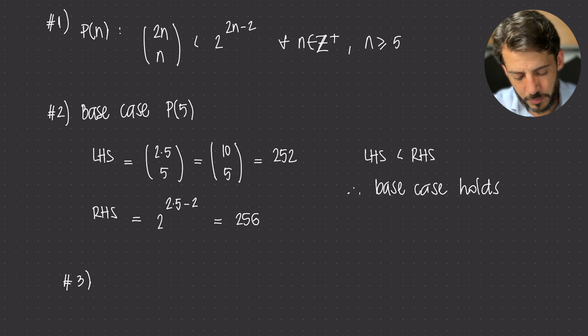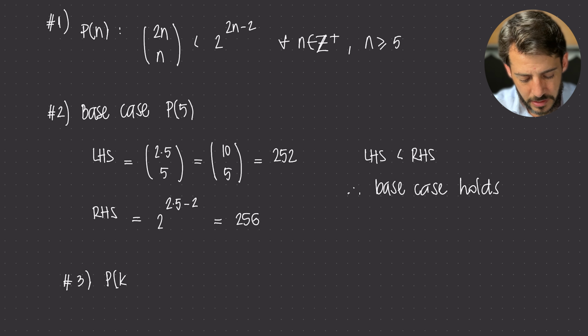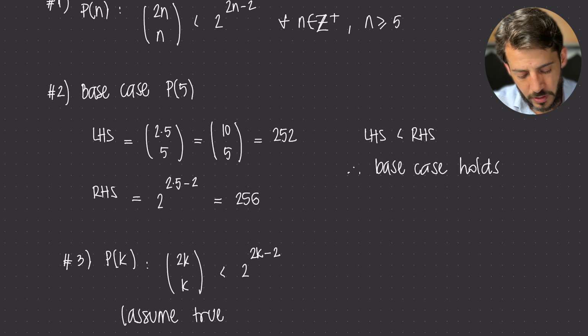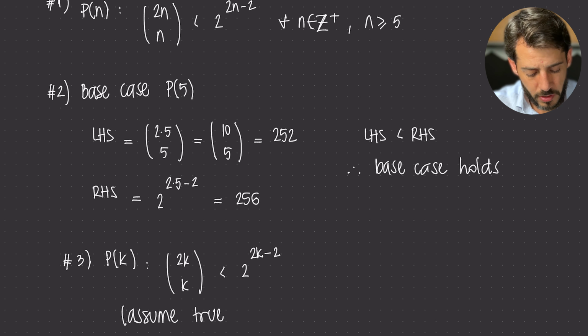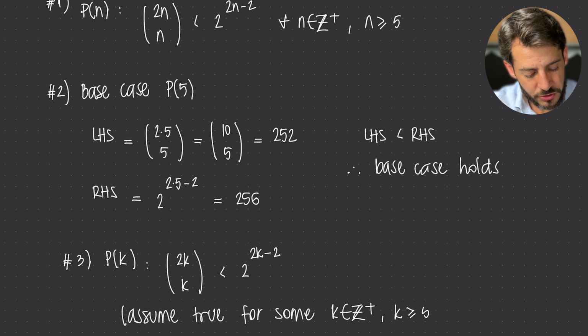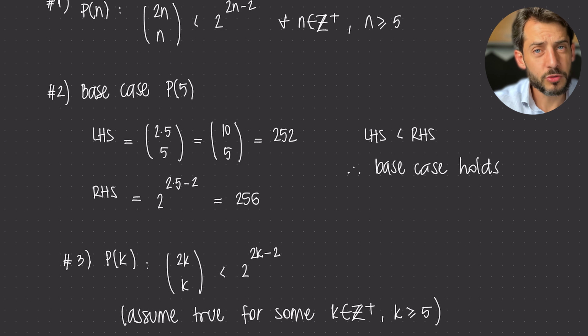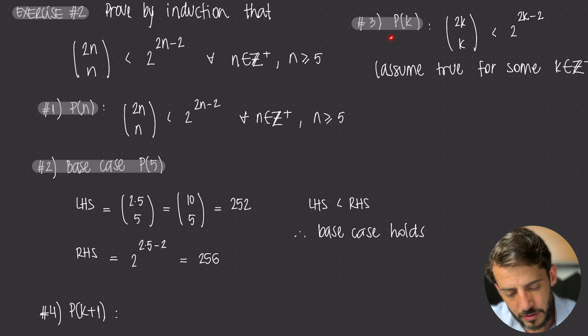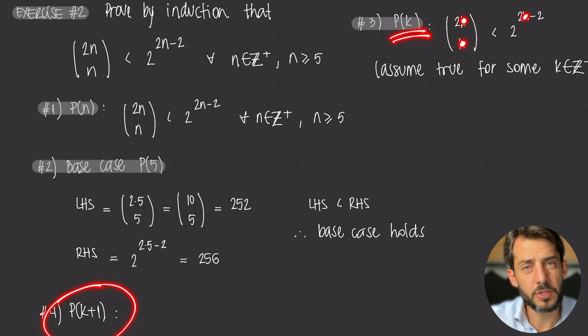Now, on to step number 3, also an easy step. We're going to assume that 2k choose k is indeed less than 2 to the 2k minus 2. And we're going to assume that that is true for some positive integer k greater than or equal to 5. Now let's get to the hard part, which is the inductive step. We're going to rewrite p of k, however, substituting k plus 1 in all of these cases in order to get to p of k plus 1.